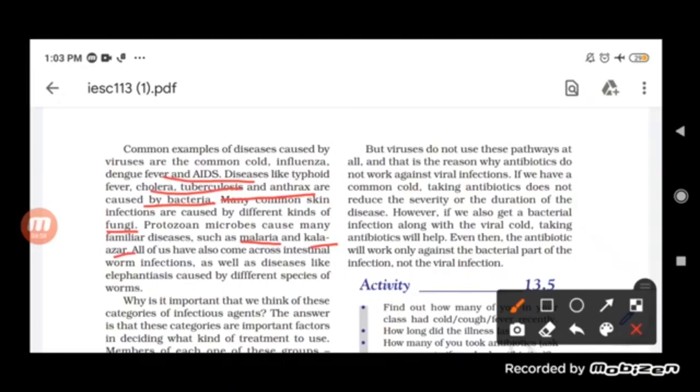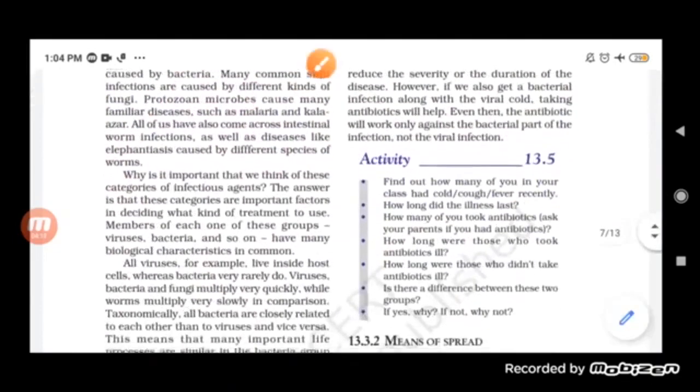Okay. And worms are there. Worms cause intestinal worm infection. It is caused by the roundworm. So these are some of the disease causing agents.